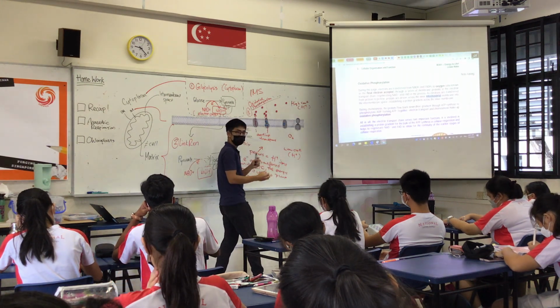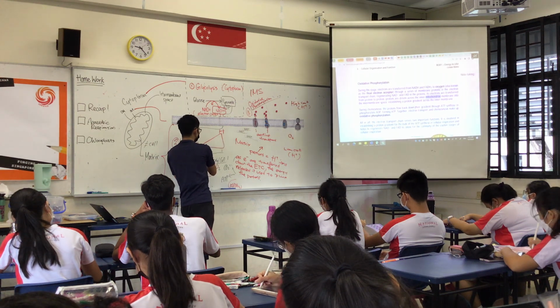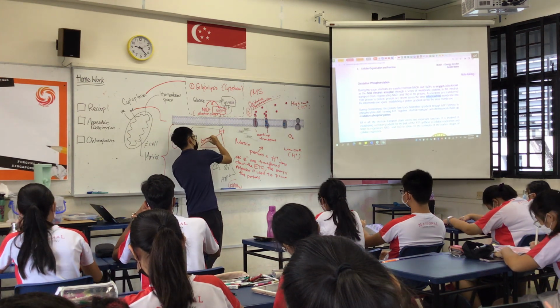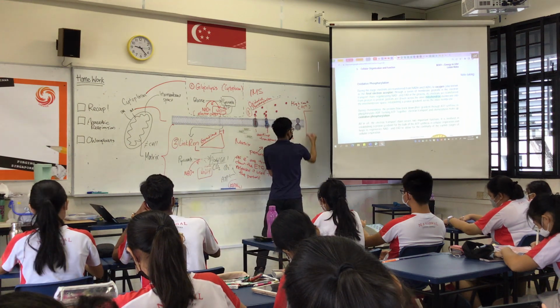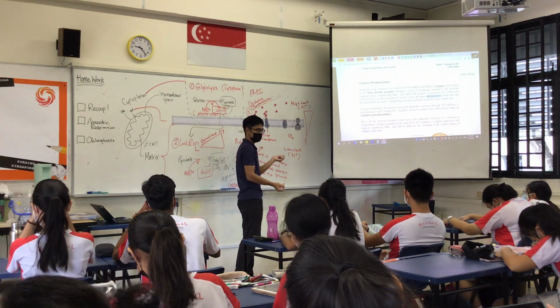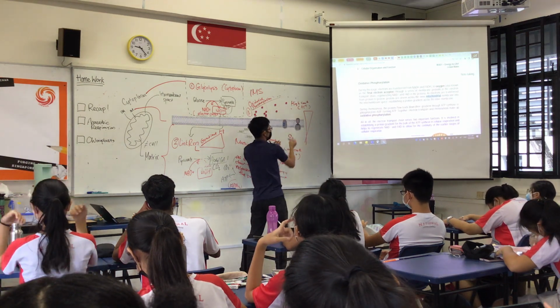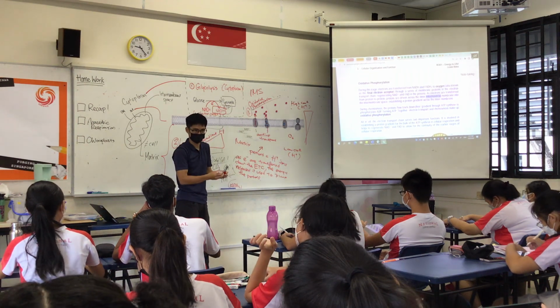When we talk about a gradient, we are saying that there is a high point and there's a low point, and this is the gradient. So what we are saying here is that now there is a proton gradient that has been set up, where the high is in the intermembrane space and the low is in the matrix. That's all it's trying to say.